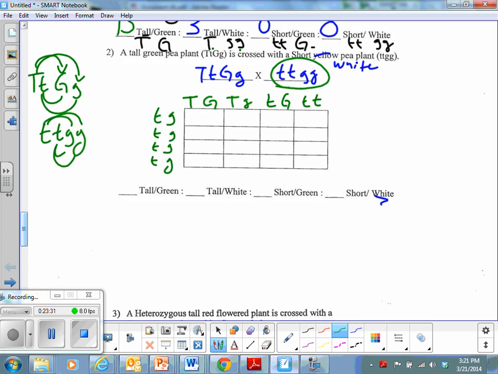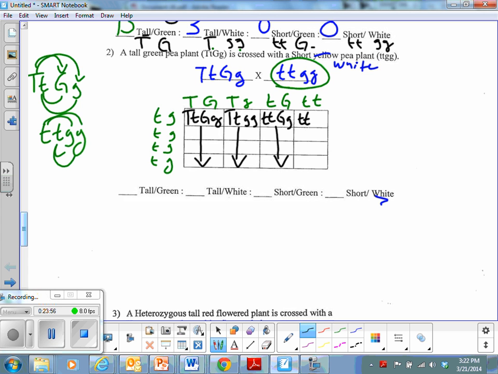Okay, so they're all the same. So that's, again, going to make your life easier because you don't have to do as much crossing. So big T, big G, little g. It's going to be the same all the way down. Big T, little g, little g. Same all the way down. Little t, big G, little g. All the way down. Little t.